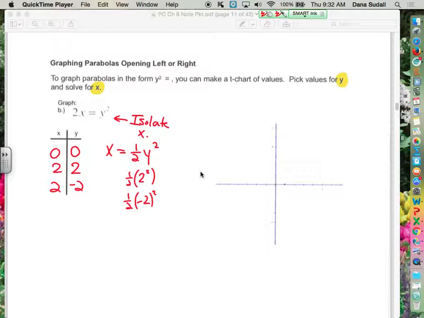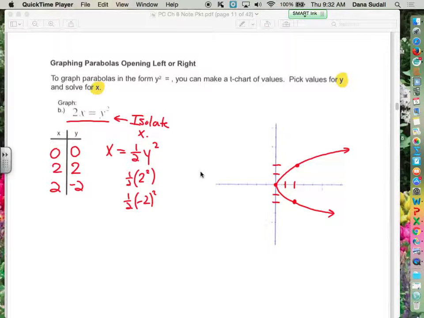So now I have, again, 3 points. If I started with 0, I picked a value for y that was +2. So when x is 2, y was +2. When x was 2, y was also -2. And you can see the parabola is going to open up to the right, just like it should have, because it's a positive y squared up here.